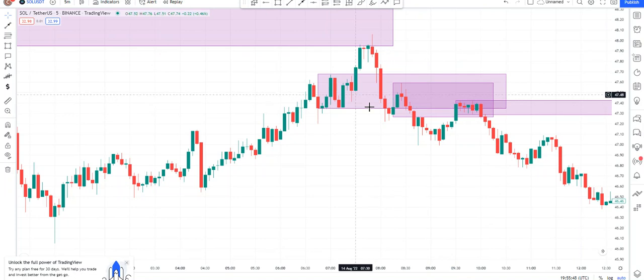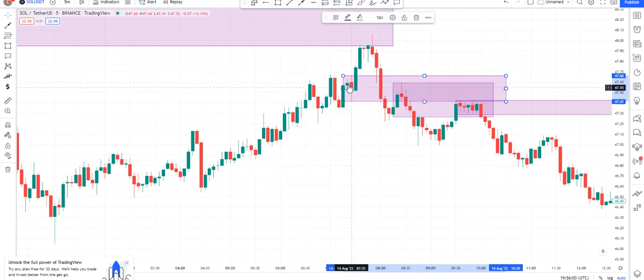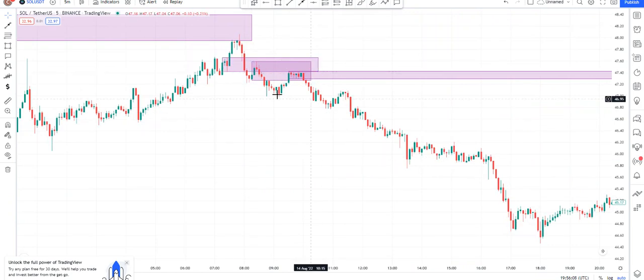Okay, so looking at this time frame now, we can refine the mitigation block to this other block here. Can refine it to this guy. So that's this down candle here. That's the mitigation block according to this time frame. Right. So basically that's just it.